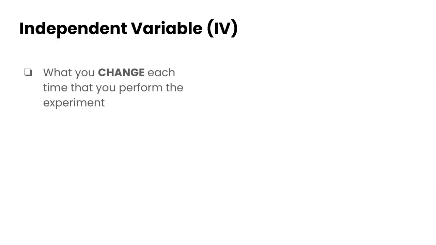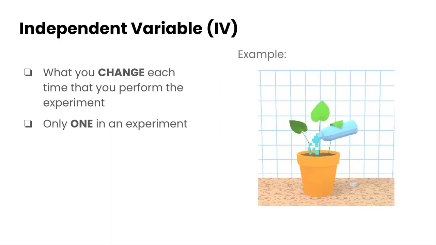Now, let's start with defining what the independent variable is, or sometimes we call it the IV. And so the independent variable, or IV, is what you change each time you perform the experiment. You can have only one in an experiment. It's not a good experiment if you have more than one independent variable.